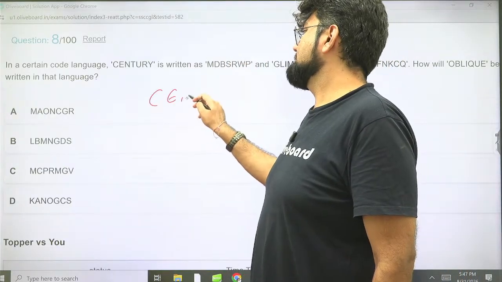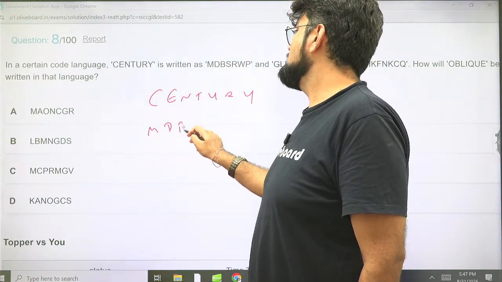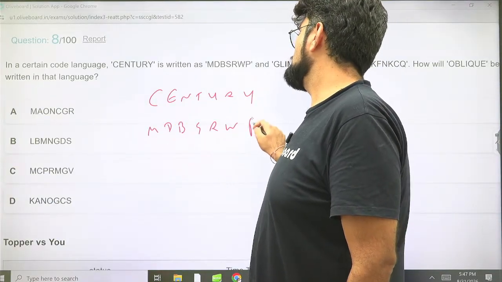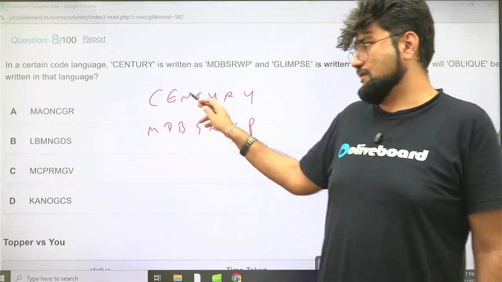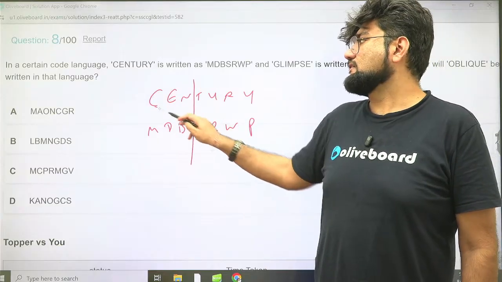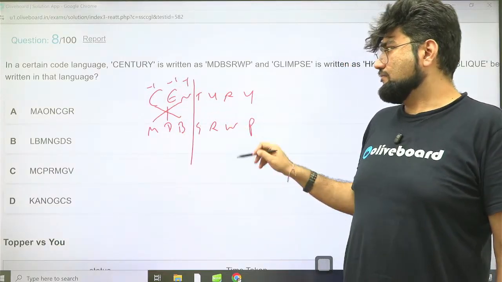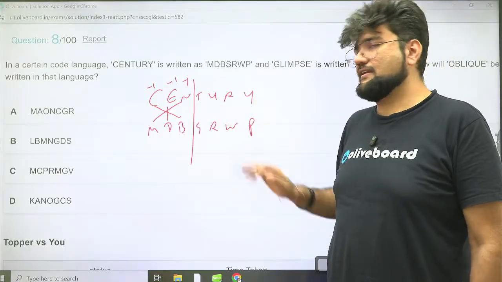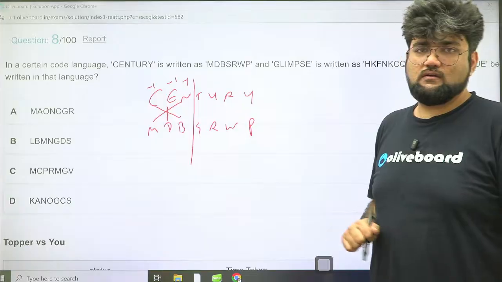So century, MDB SRWP. For those who can easily track it, it's very easy. Like for here, C and B are quite obvious, M and N are quite obvious. So you can see that the first 3 letters are definitely going like this, crisscross. What is happening here? Minus 1, minus 1, minus 1. But for them, you would have felt that there are 7 letters, so 3 at one end, 3 at the other end, 1 in the middle, but this is not working here.